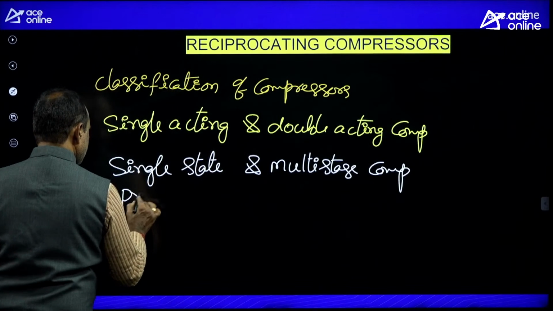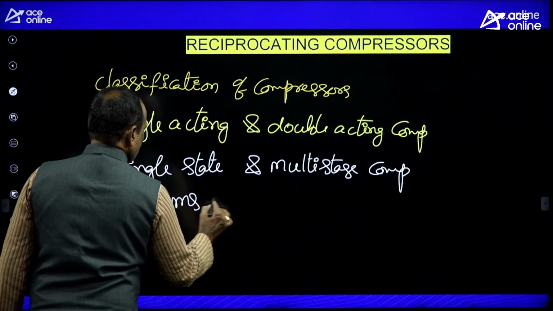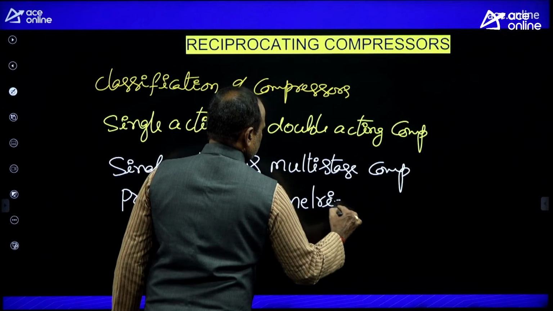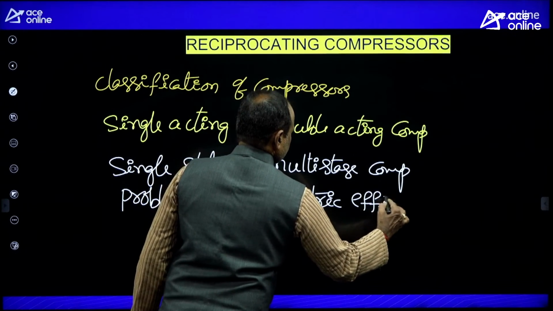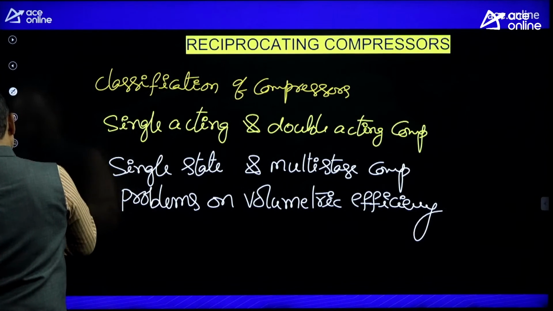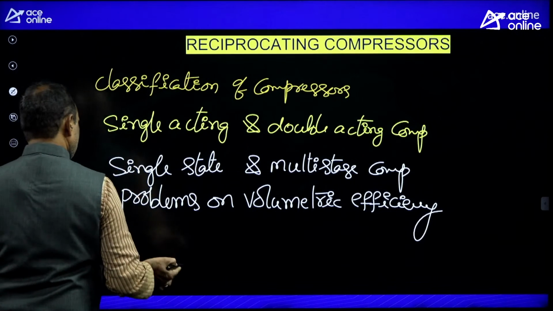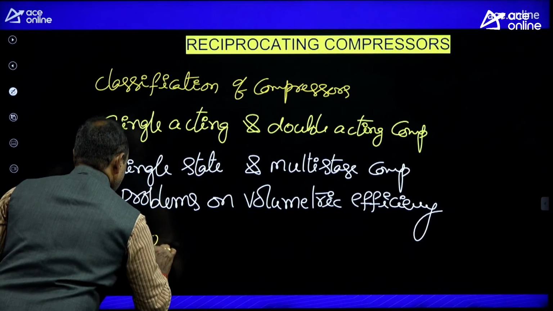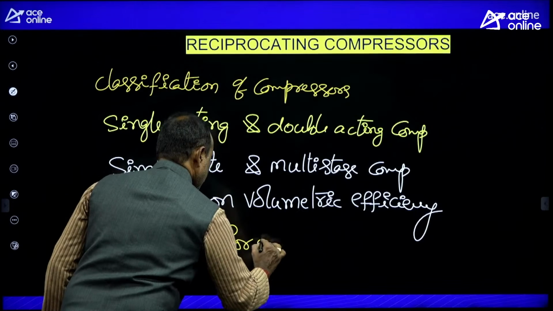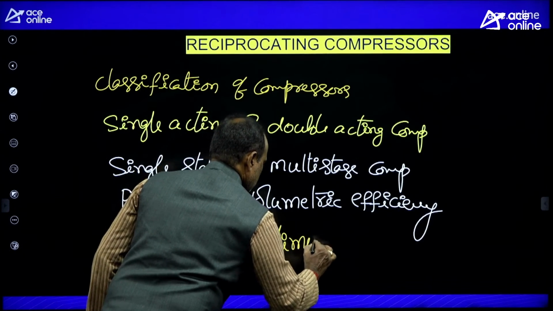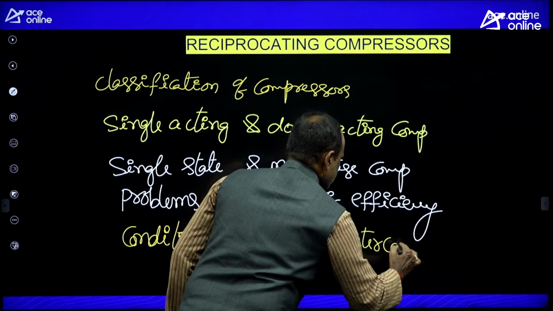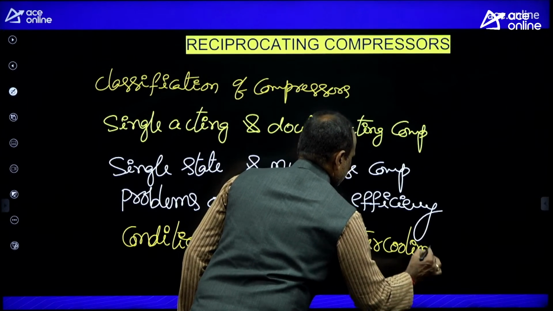Problems on volumetric efficiency. And the condition for, very, very important, condition for optimum intercooling. These are the important concepts for the reciprocating compressor.